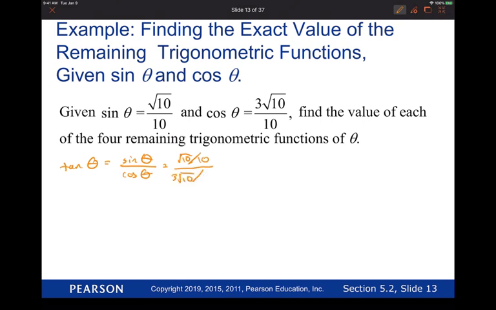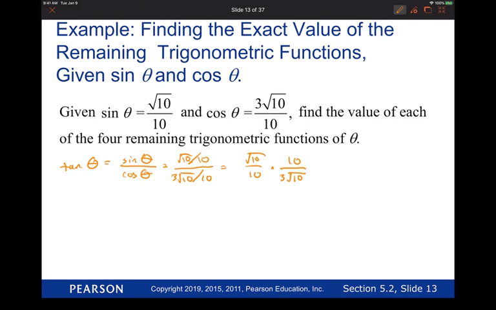Okay. So when we have a fraction divided by another fraction, what's the technique? Keep, change, flip, right? Whenever we have a fraction divided by another fraction, we do keep, change, flip. We keep the first one, leave it like this, change division to multiplication, and then flip the second one. So the second one becomes 10 over 3 root 10.